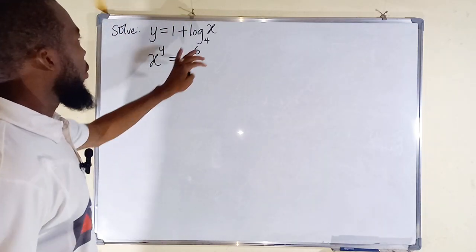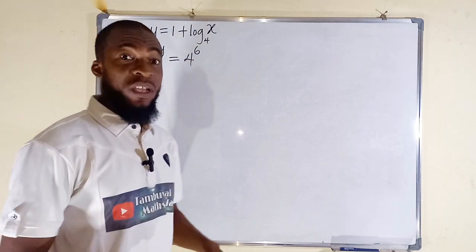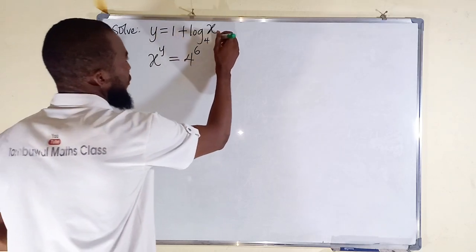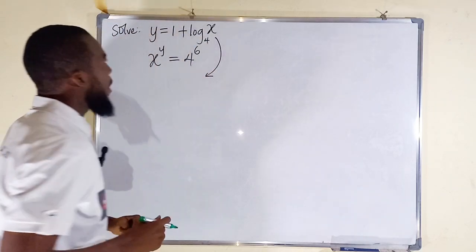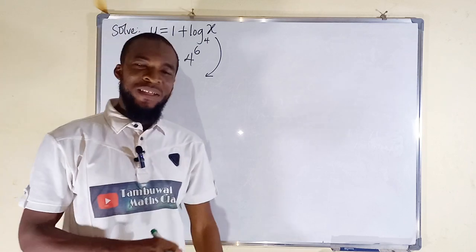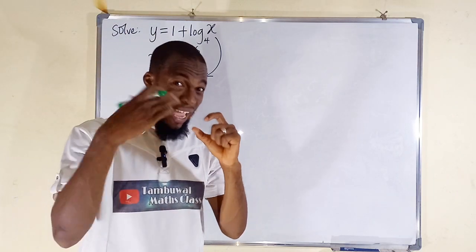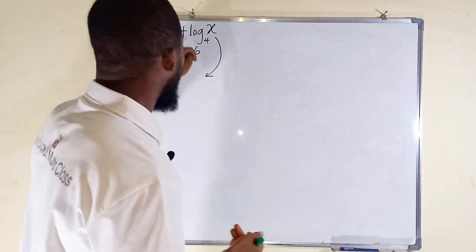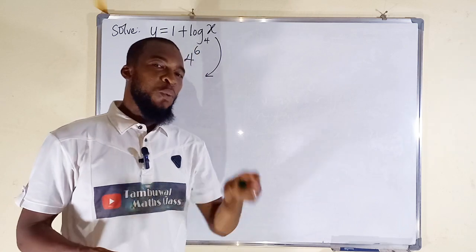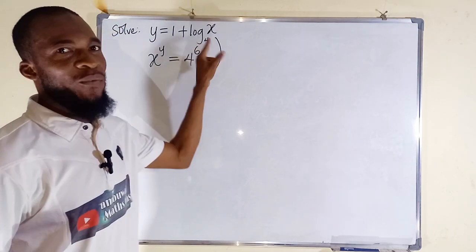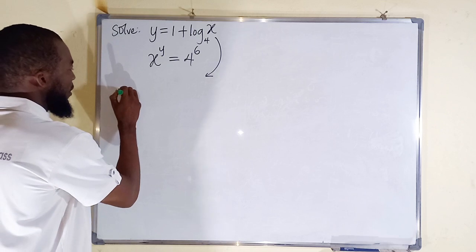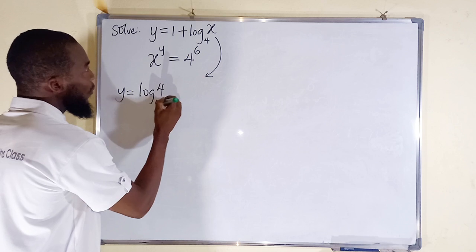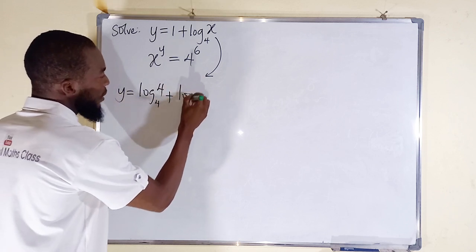So I would like to transform this logarithmic equation into an exponential equation. They are opposites of each other. Let me start with the first equation. Remember, the log of any number with the same base as the number is equal to 1, and hence we can express 1 as log of 4 with the base of 4. So y is equal to log of 4 with the base of 4 plus log of x with the base of 4.